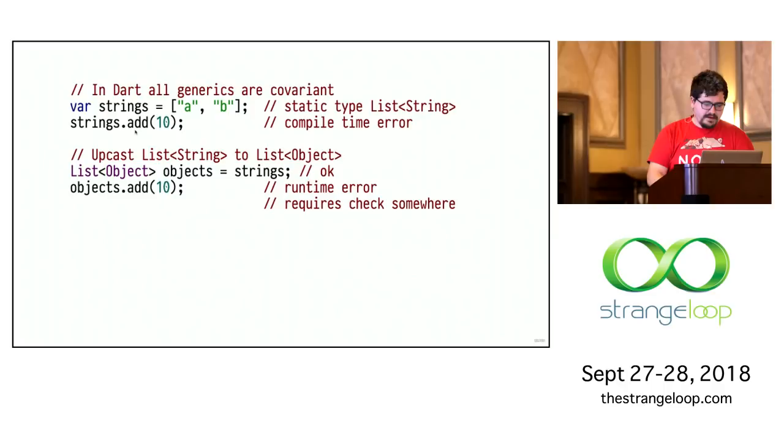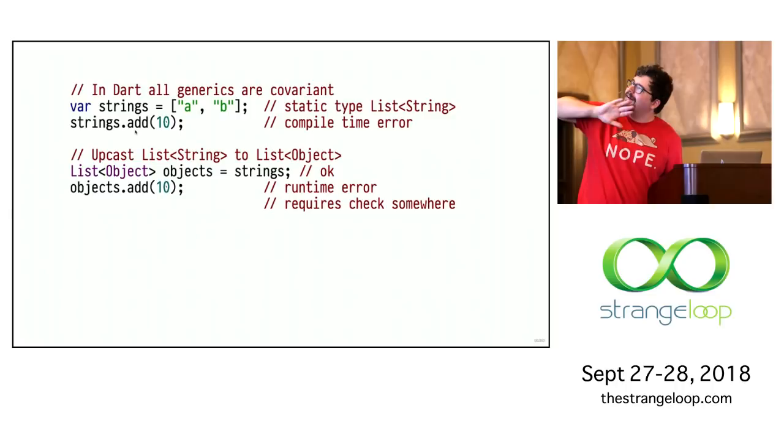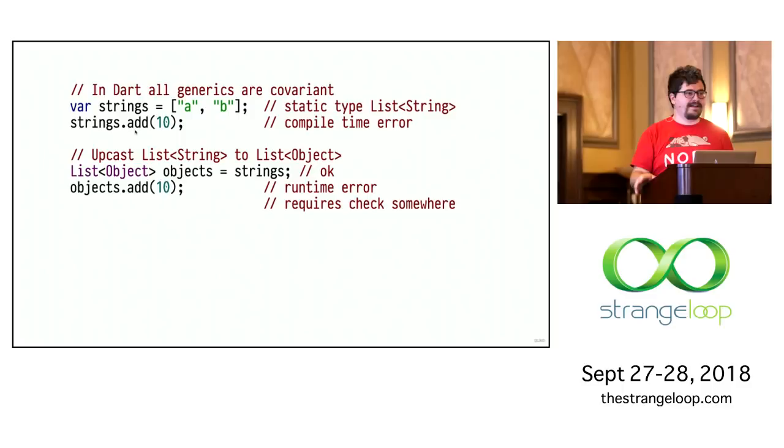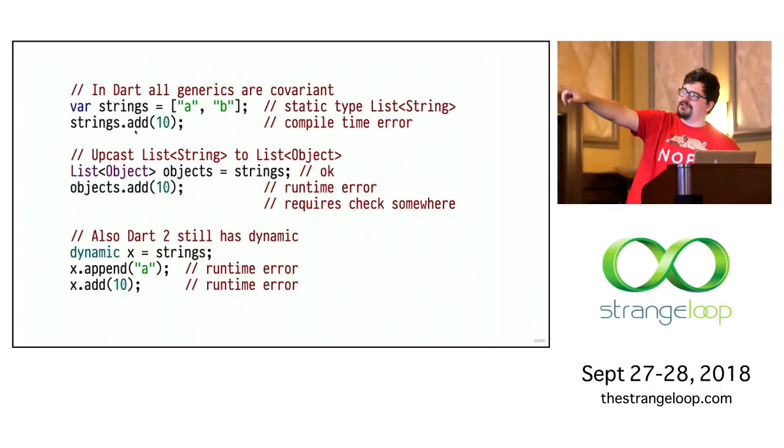I have 2 minutes, so I will try to tell you this. Dart has covariant generics, and if you have covariant generics, you have to check. If you ever programmed in Java, you know that if you have covariant arrays and you store into an array, you get a store exception if the array is of the wrong type. The same in Dart, except all generics are covariant. Welcome to my world. And there is also still dynamic functionality in Dart, so you can have a dynamic type, which allows you to call anything on itself. And that is all checked at runtime.